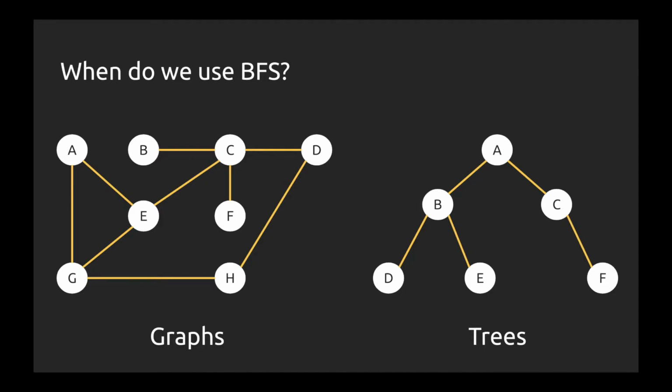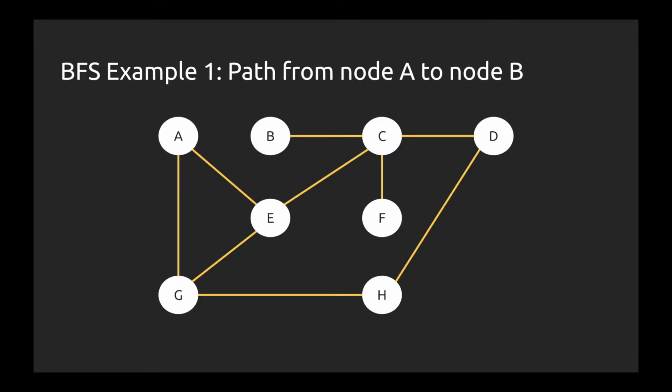We primarily use breadth first search on a graph-like structure. A graph-like structure is any structure that has a set of vertices that are connected to each other by edges. This can also be in various different forms, and that's why I have a tree up here as well, because trees are a graph-like structure. So be aware of that. Any graph-like structure can be used to run BFS. Let's jump straight into an example.